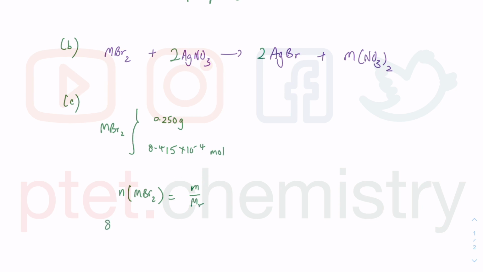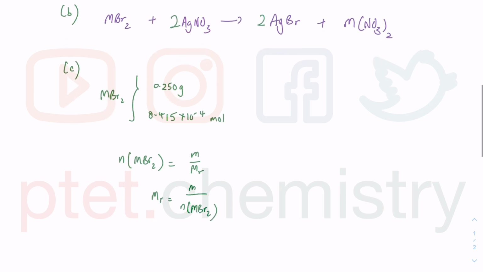I should probably rearrange my equation first, because based on what I said in all my previous tutorials, it's very important to rearrange first before you do anything. So your Mr is going to be 0.250 over 8.415 times 10 to the power minus 4. So now we're ready to just key in our calculator. 0.250 divided by 8.415 times 10 to the power minus 4.